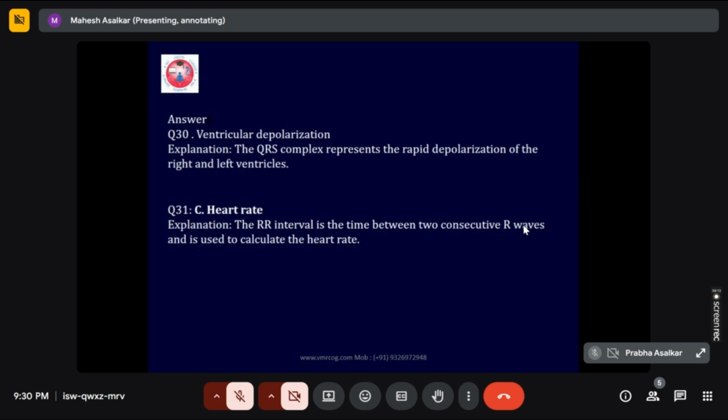So question number 30, it is ventricular depolarization. The QRS complex represents the rapid depolarization of the right and left ventricles. Question number 31, answer is C, heart rate. The RR interval is the time between two consecutive R waves and is used to calculate the heart rate.